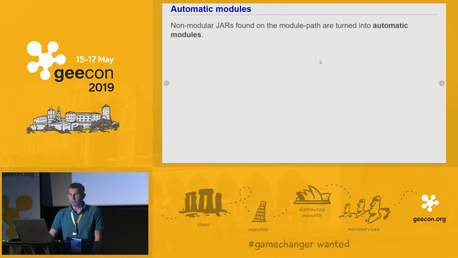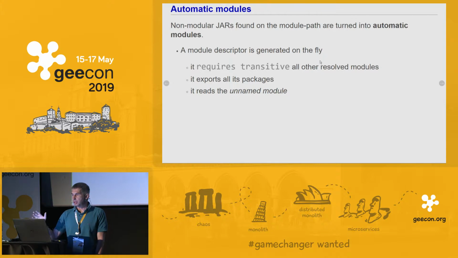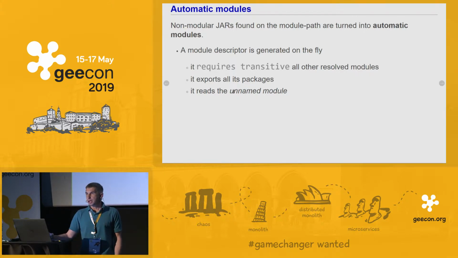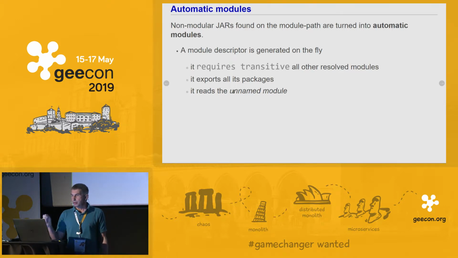When we put a non-modular artifact on the module path, it is turned into an automatic module for which a module descriptor is generated on the fly, and this module descriptor requires transitive all other resolved modules. It exports all its packages, and it can read the unnamed module. So automatic modules are some kind of bridge between the modular and the non-modular worlds, because they are the only modules capable of reading code from the class path, from the unnamed module.